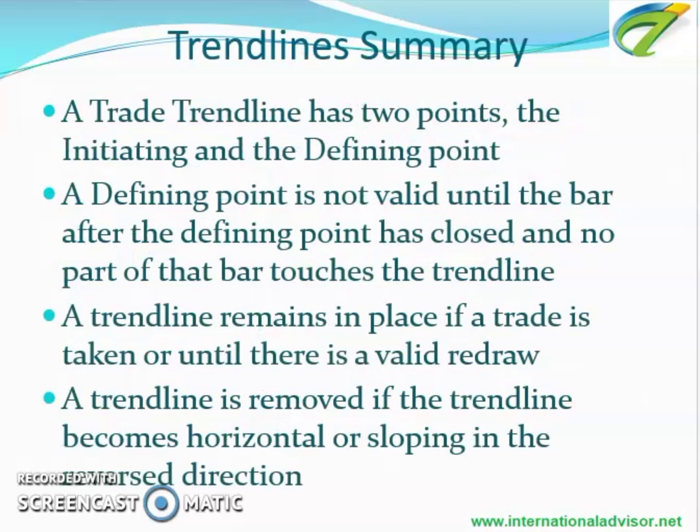Okay, so trend line summary. A trend line has 2 points, the initiating point and the defining point. The defining point is not valid until the bar after the defining point has closed and no part of that bar touches the trend line. A trend line remains in place if a trade is taken or until there is a valid redraw. The trend line is removed if it becomes horizontal or sloping in the reverse direction.